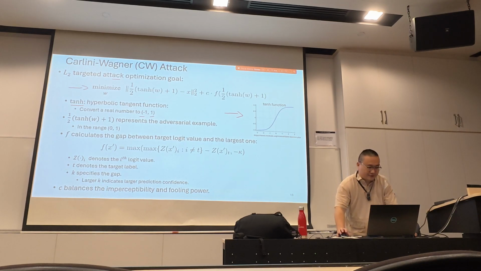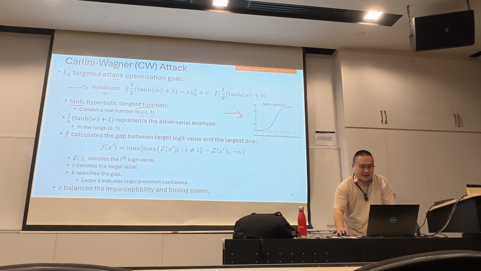Actually, in this subject, we will see a lot of complex formulas. To understand them, we need to understand them part by part. When we explain each part, then we can understand the meaning of the whole formula. So here the first thing is the tangent function. It will convert a real number to the range -1 to 1. Given any real number, the output will be between -1 and 1. This is the graph of the tangent function.